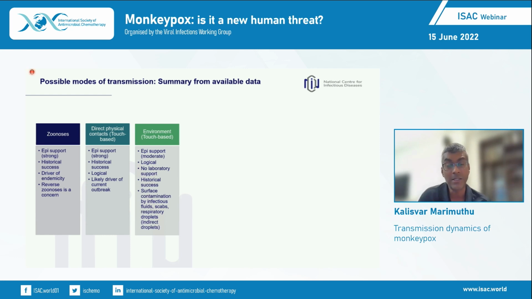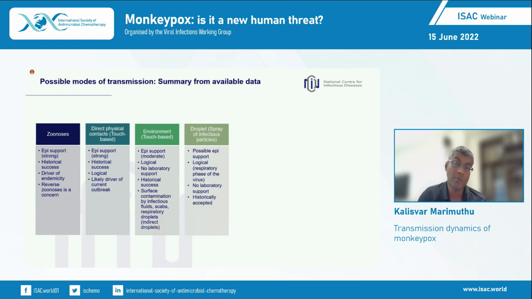Surfaces that we are concerned about include infectious fluids contaminating the environment, scabs, and respiratory droplets. So indirect droplets, when I say indirect droplets, I'm talking about those that fall on the ground and contaminate the surfaces. And then there is a more controversial one.